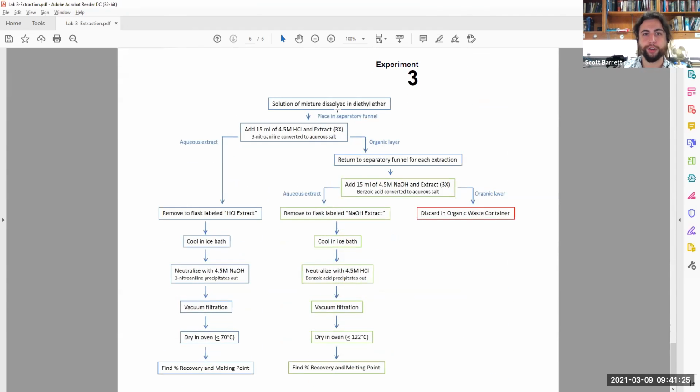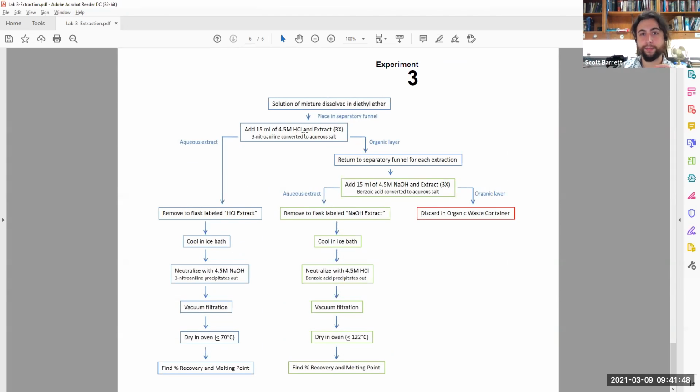And this is a great chart here. This is exactly the idea that we're going to be reviewing, okay? You take a solution of your mixture dissolved in diethyl ether. You have your aniline, which is your amine, your base. You have your benzoic acid, which is your acid, and then you have your naphthalene, which is just your neutral organic compound, right? You place all of this into your sep funnel.